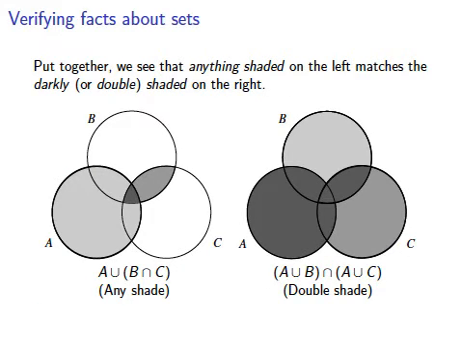Now, put these two illustrations side by side. On the left, we have A union (B intersect C), and that is anything that's shaded on the left. On the right, (A union B) intersected with (A union C) is doubly shaded. Since any shaded part on the left matches the doubly shaded part on the right, this verifies our proposition. Those two expressions are equal no matter what sets A, B, and C are.